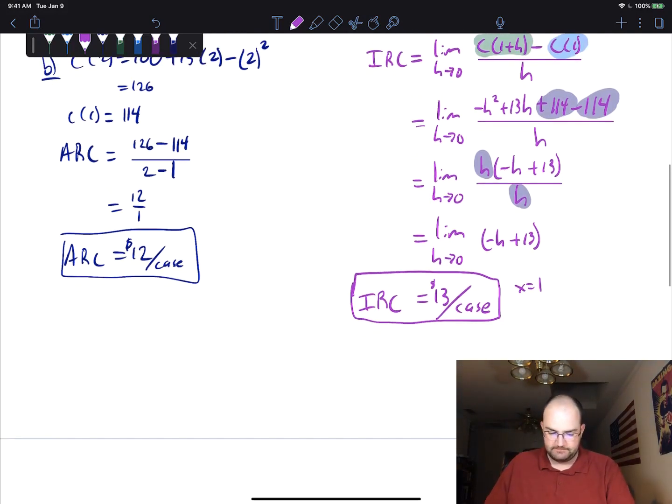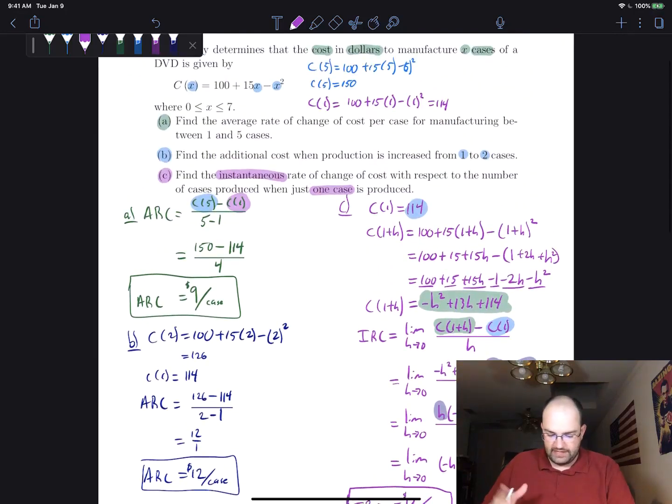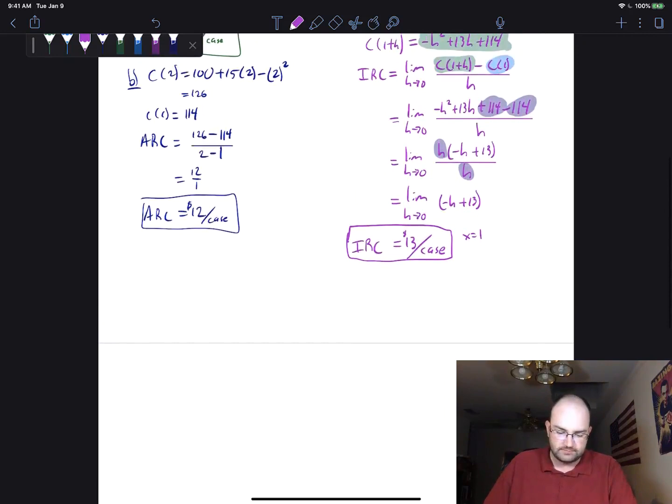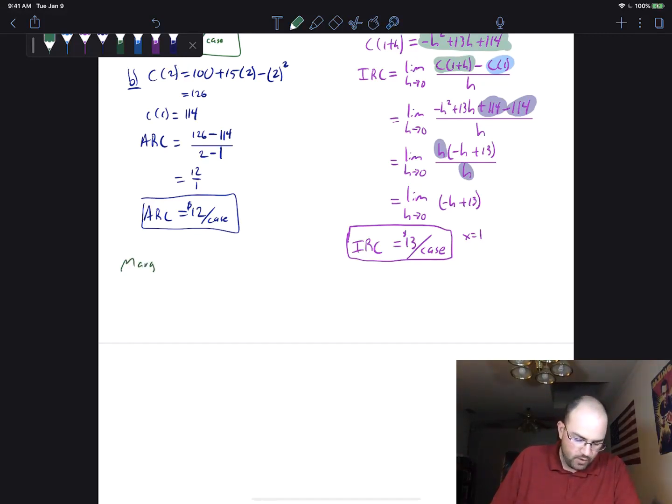Now, here's the thing. While we've answered all these questions, I do want to emphasize one thing. Notice that going from C of 1 to C of 2 is going to give us an average rate of change of $12 per case. But notice that we're just adding 1 to the x. Remember, we have a term that is called marginal cost.